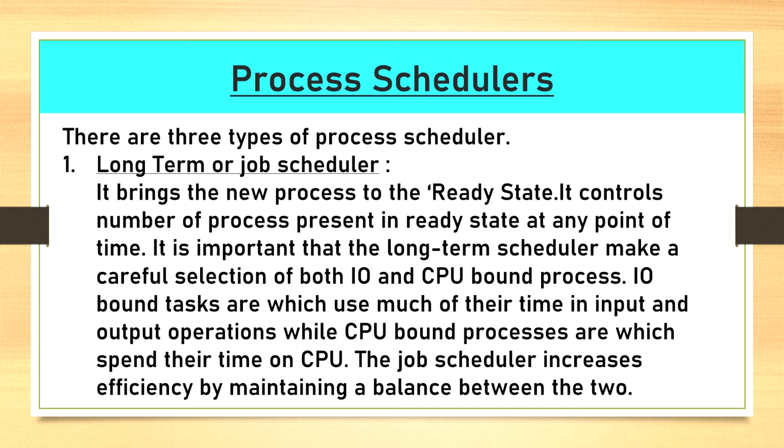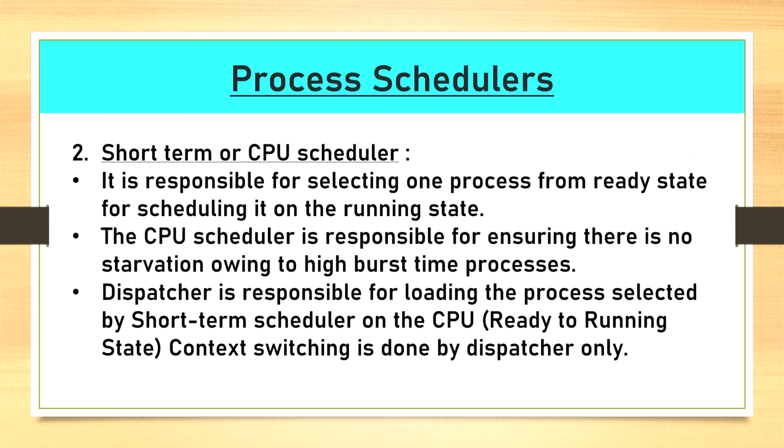It basically controls the degree of multiprogramming, that is, the number of processes present in the ready state at any point of time. Further, it is important that the long-term scheduler make a careful selection of both I/O and CPU bound processes. The job scheduler increases efficiency by maintaining a balance between the I/O bound and CPU bound processes to reduce the operational time. Then comes the short-term schedulers.